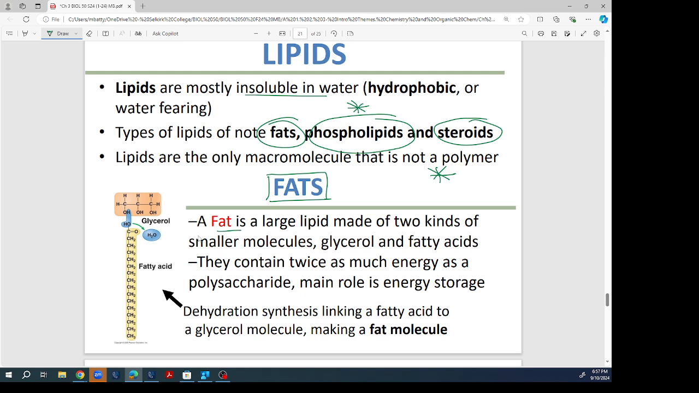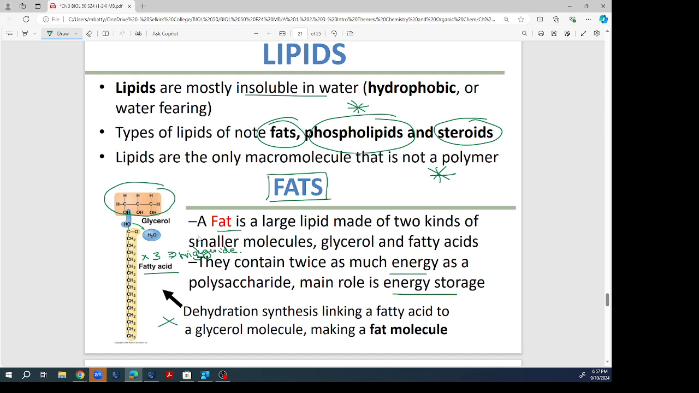A fat is a large lipid molecule made up of two smaller molecules. So we have a glycerol and then a fatty acid chain. If it's a triglyceride, there's three fatty acid chains in a triglyceride. The thing about fats is they contain twice as much energy per gram as does protein or carbohydrate. So their real main job is energy storage in our bodies.